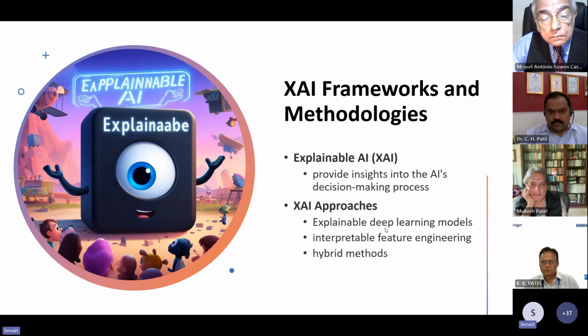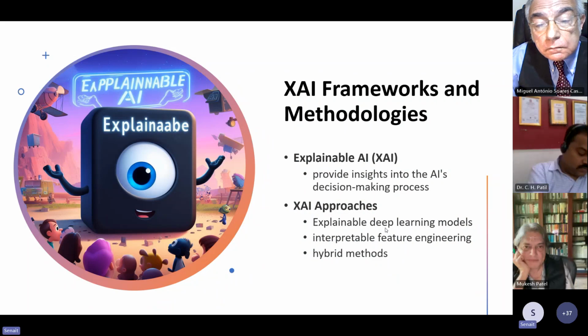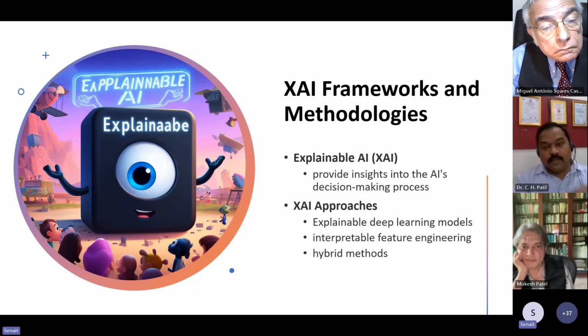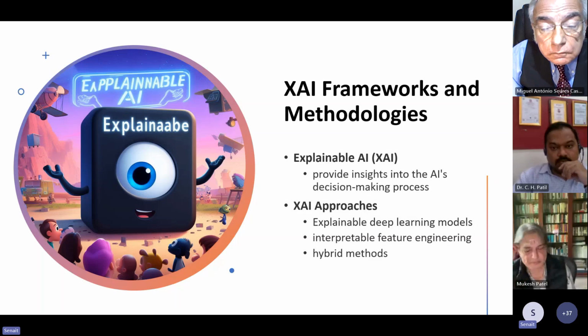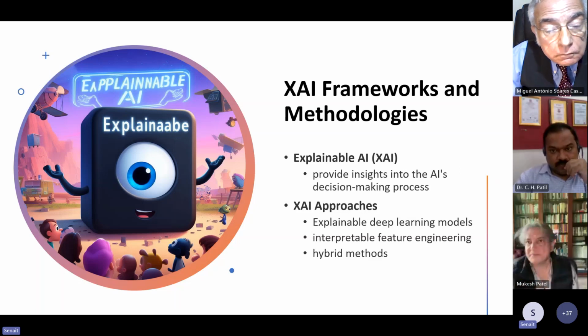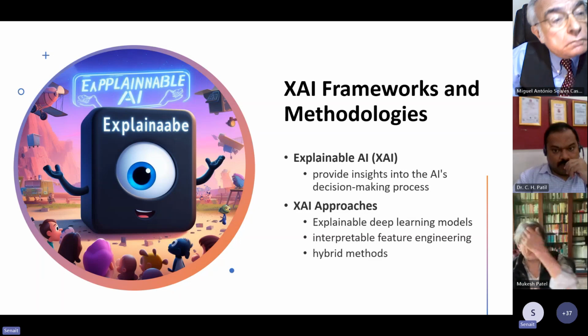Deep learning, known for its complexity and layered structures, often presents a challenge in terms of interpretability. XAI approaches in this domain focus on simplifying those models without compromising their effectiveness. This can involve techniques like feature visualization, which allow us to see what features the model is focusing on when making decisions, or layer-wise relevance propagation, which helps in tracing the decision-making process back through the layers of the network.